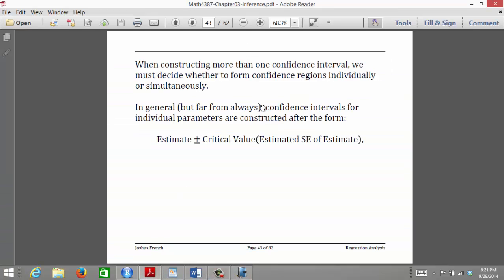And we'll talk more about that in just a second. But in the meantime, there is a general form that most confidence intervals follow. This is not always true, but especially when you're talking about something related to the mean of a population, you generally see an interval that's constructed after the fashion: estimate plus or minus some critical value, which is just a number from some statistical distribution, multiplied by the estimated standard error of your estimate.